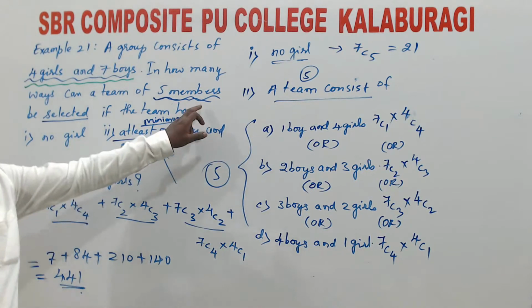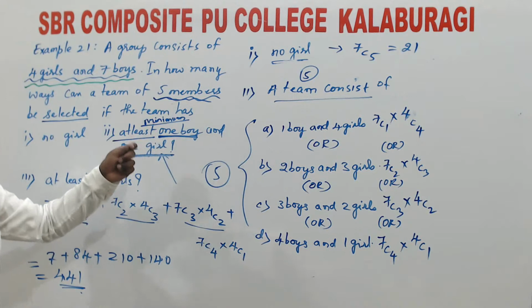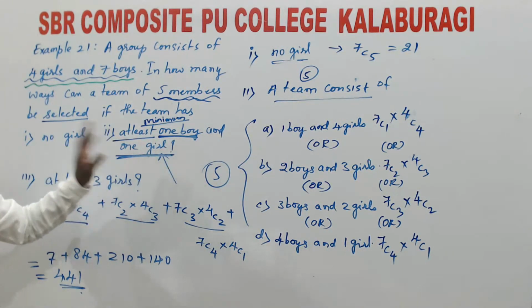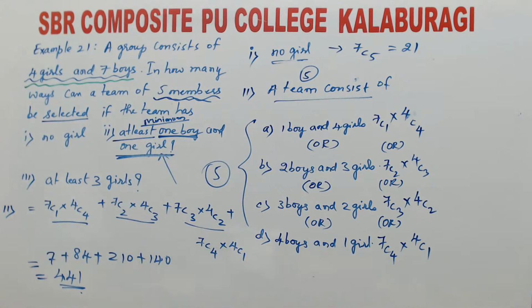441 ways in which you can make a five-member team with the condition at least one boy and one girl. Hope you have understood this one. Just go through it once again.